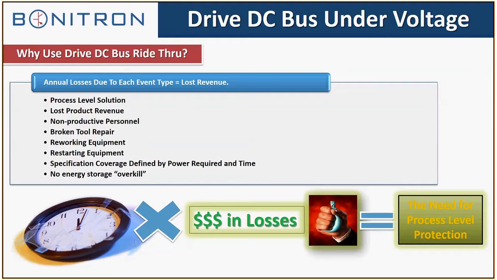Just in general, the first thing I want to throw out to you to keep in mind when you're trying to define what type of UPD or ride-through your customer needs is the specification coverage, which is defined by the power required and the time. In other words, all of our UPD products are rated in kilowatts. We can convert from amps and horsepower, of course, but you're looking at how much power you have to apply and how much time you're covering for the customer when they're having a utility power event.